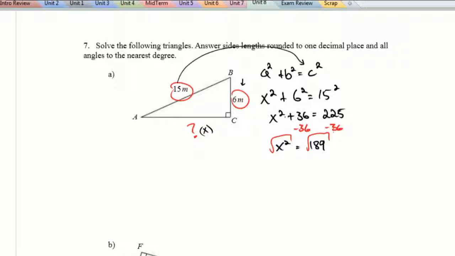Oh no, I've broken my calculator. All right, back in business. Square root of 189 is 13.7. Does that make sense? The longest side is 15, so I know that my answer has to be smaller than 15. And 13 is pretty close to 15. It looks like it's maybe about double this side, assuming it's drawn roughly to scale. So yeah, I'm happy with that 13.7.